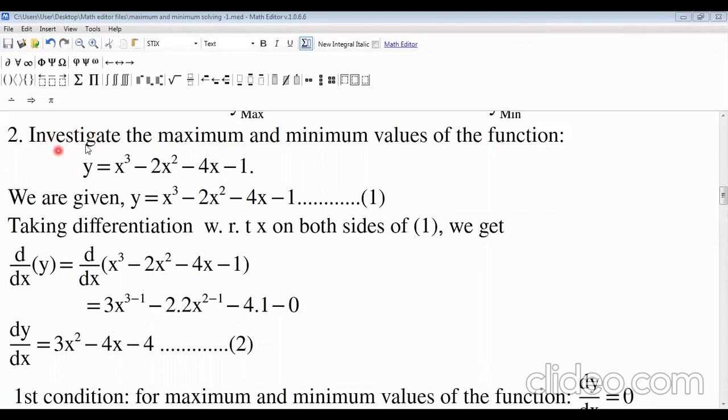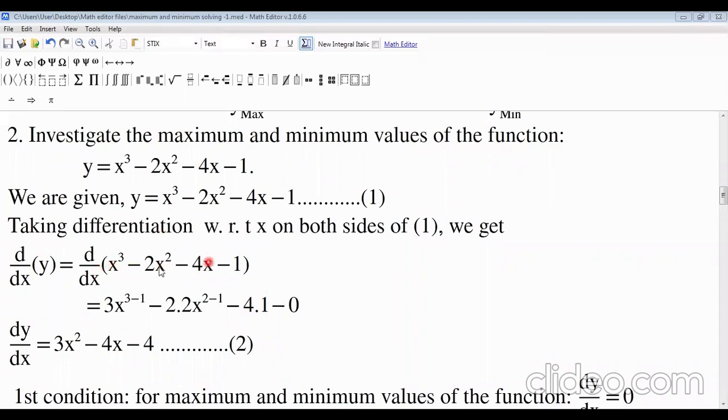Okay, another example: investigate the maximum and minimum values of the function y equals to x cube minus 2x square minus 4x minus 1. So we are given y equals to this. This is equation number 1, the given function. Taking differentiation with respect to x on both sides of equation 1, we get dy dx.